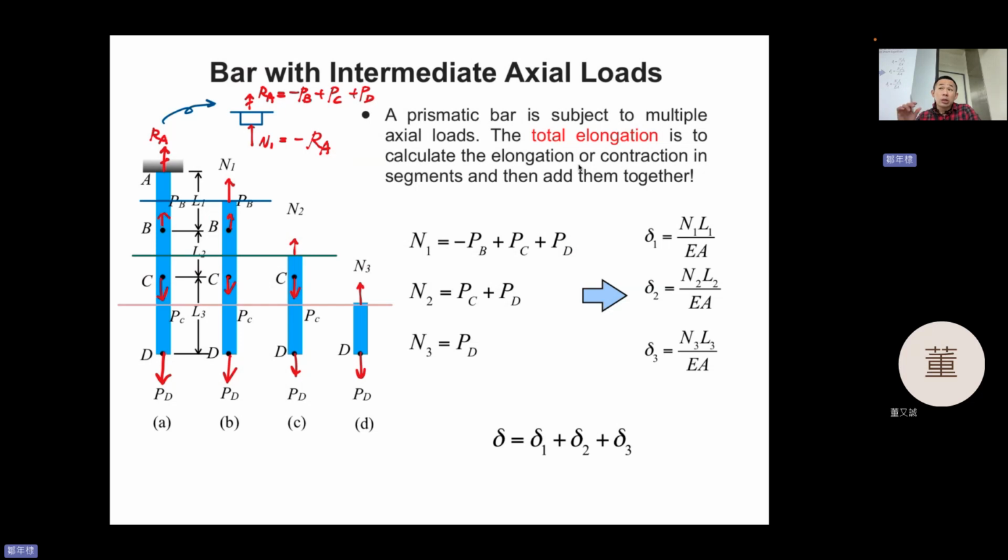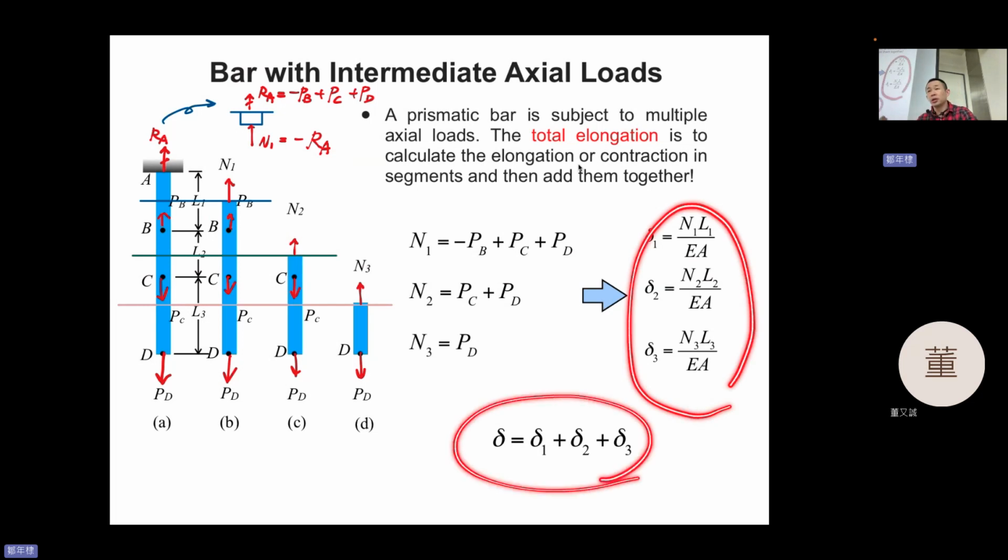Okay. So N1, N2, N3, this is the internal force within that section. So delta 1 equal to PL divided by EA, right? P is N1. N1 L1 divided by EA. N2 L2 divided by EA. N3 L3 divided by EA. So everything summing up together becomes this.